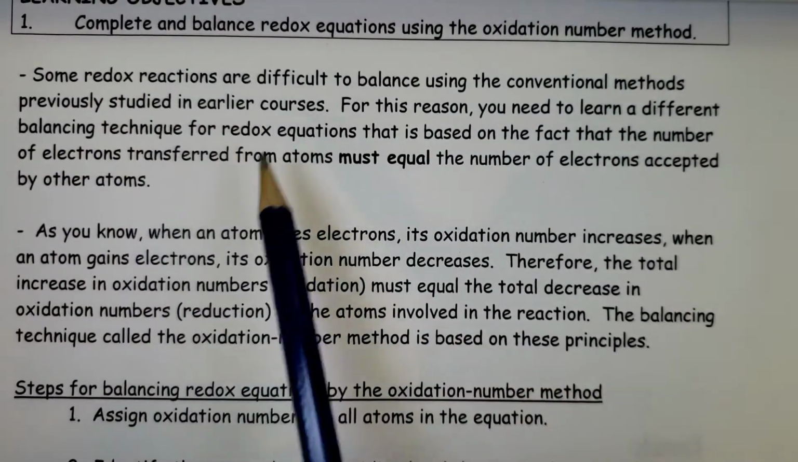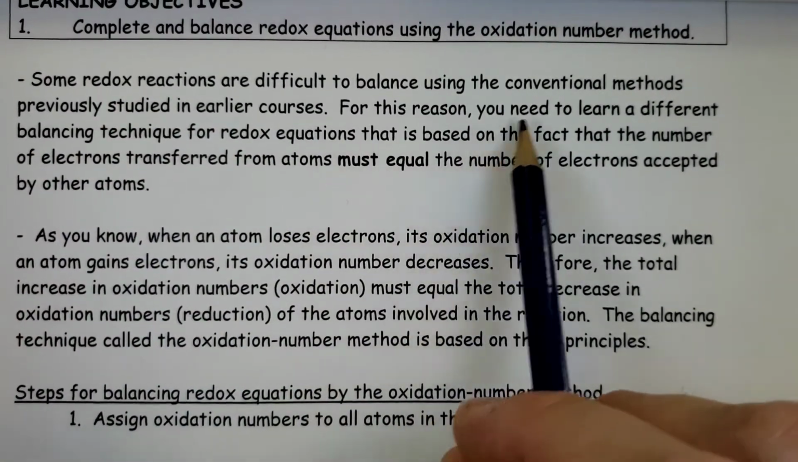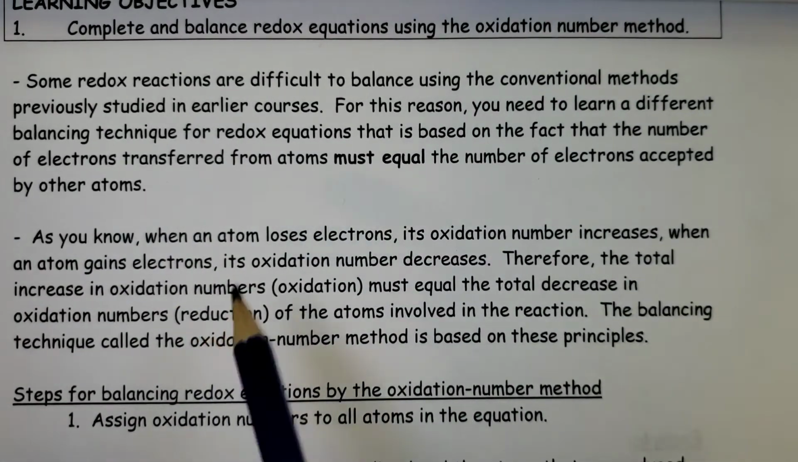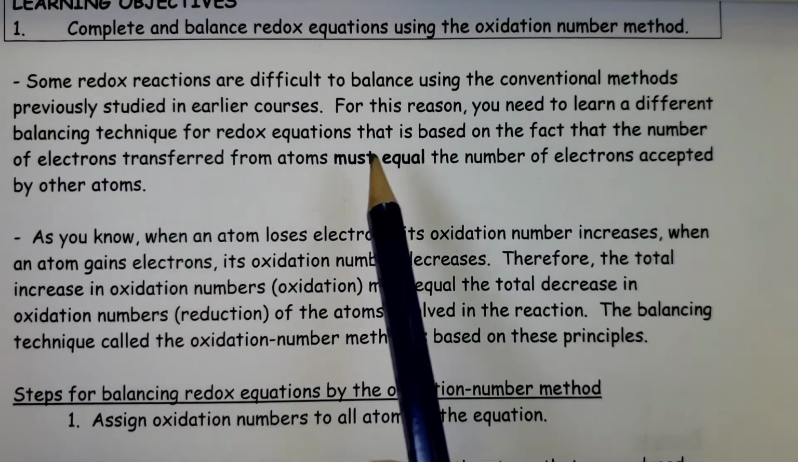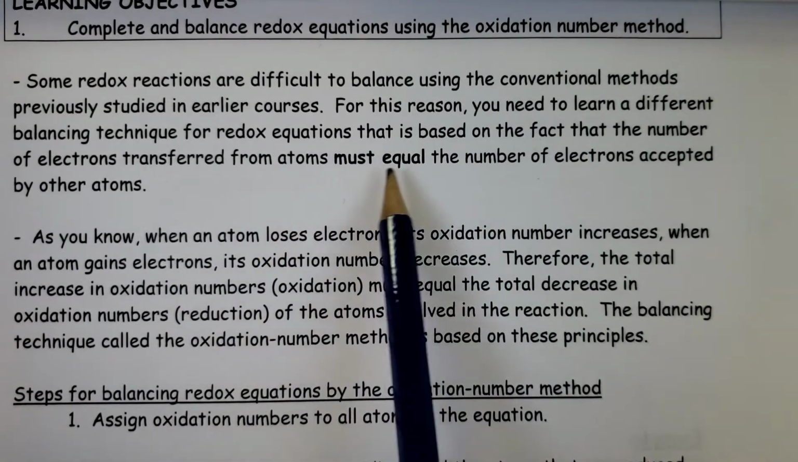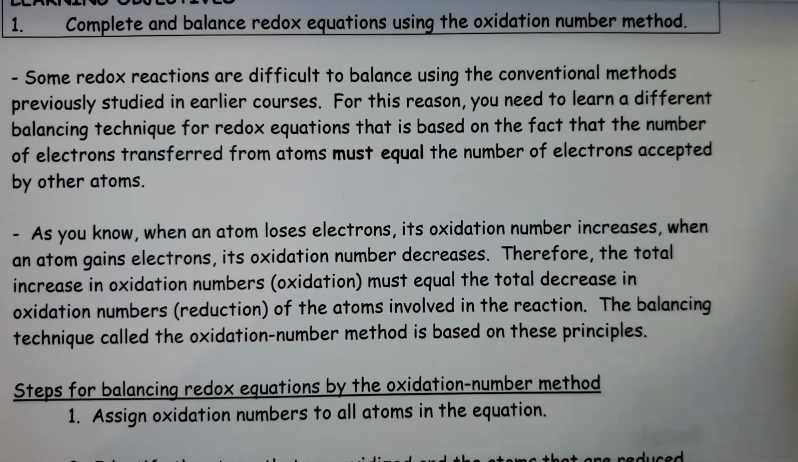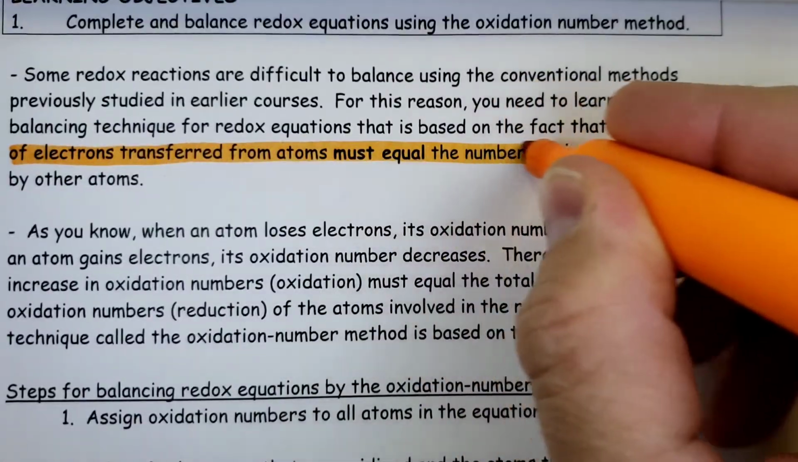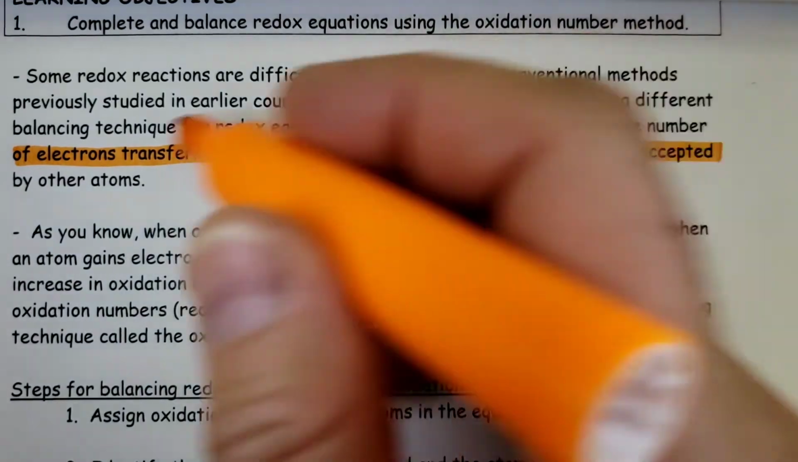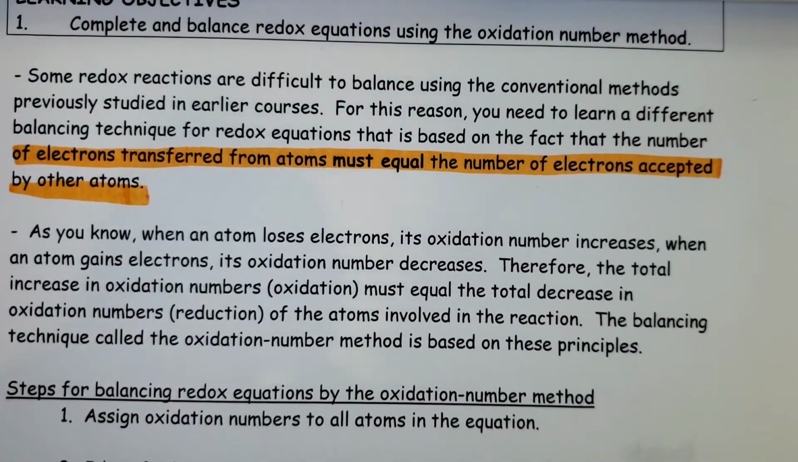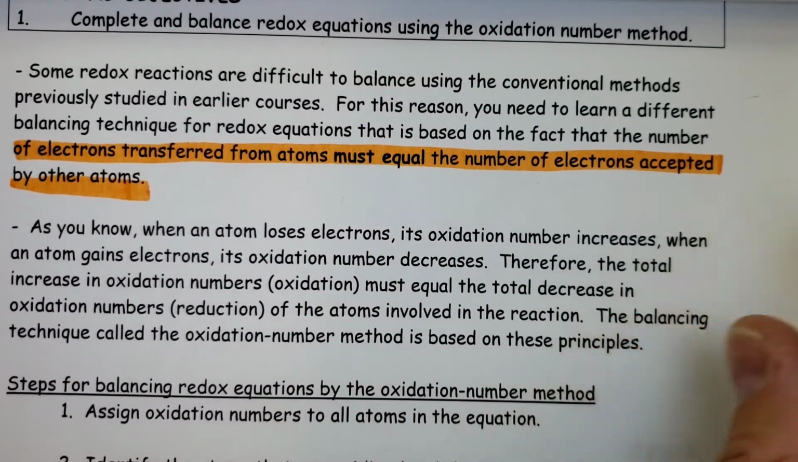Some redox reactions are difficult to balance using the conventional methods that we've used back in Science 10, Science 9, Physical Science 20, etc. For this reason, you need to learn a different balancing technique for redox equations that's based on the fact that the number of electrons transferred from atoms must equal the number of electrons accepted by other atoms. Okay, it's just like money exchange. If someone is giving up money, someone must be gaining money.